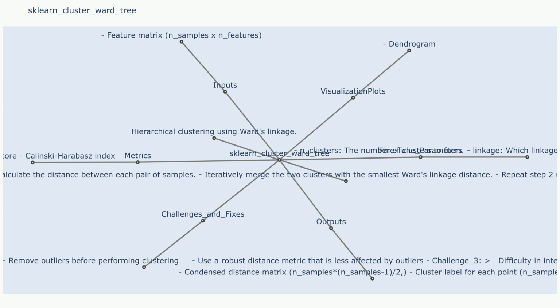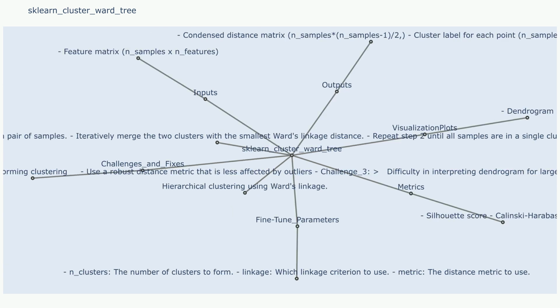Inputs. X. This input is a NumPy array or a sparse matrix representing your data. Each row corresponds to a data point, and each column represents a feature. Connectivity. This optional input defines the neighborhood structure of your data points. It's a 2D array where each row indicates the neighboring points of a given data point. If not provided, the algorithm assumes all points are connected.